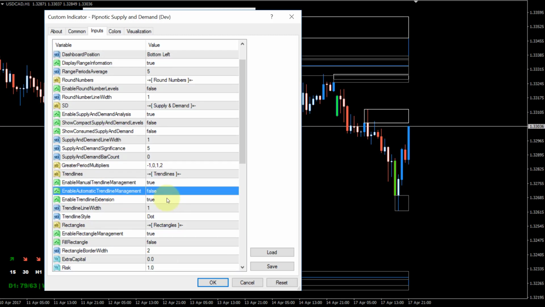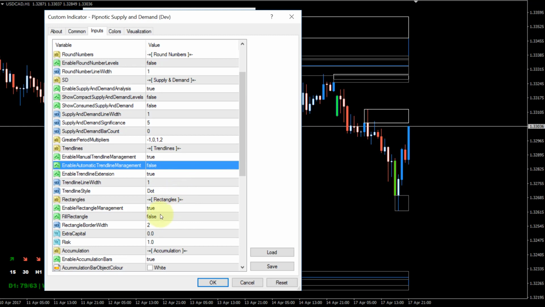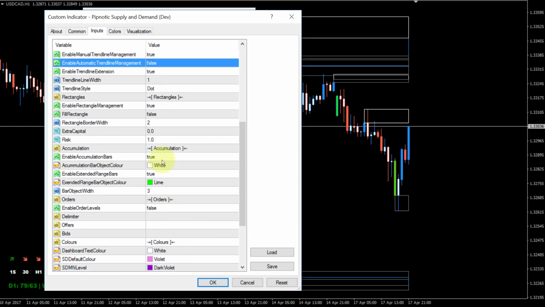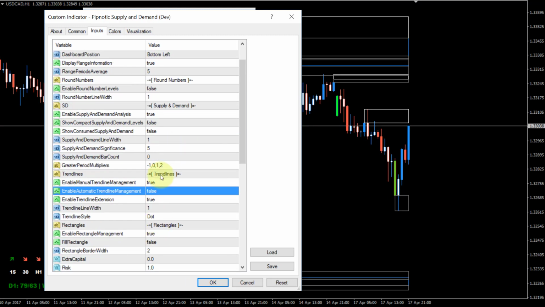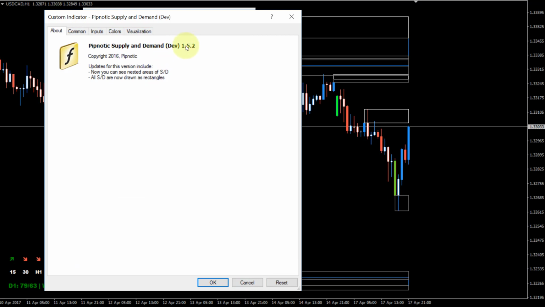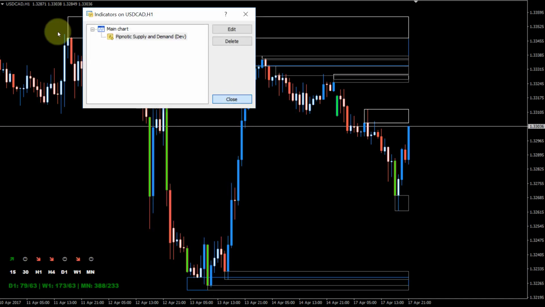We have the trend line settings, which are the same. We have the rectangle settings, which are also the same, and then we have all the other settings, which are exactly the same. So that's pretty much all that's changed. The biggest modifications to this version of the software are in the core of the supply and demand engine and the visual object generation algorithm, and that's pretty much it. So you're not going to notice much more than that. The current version is 1.5.2. That's the version you should be running. And I should maybe update the copyright there. Yeah, and that's pretty much it.